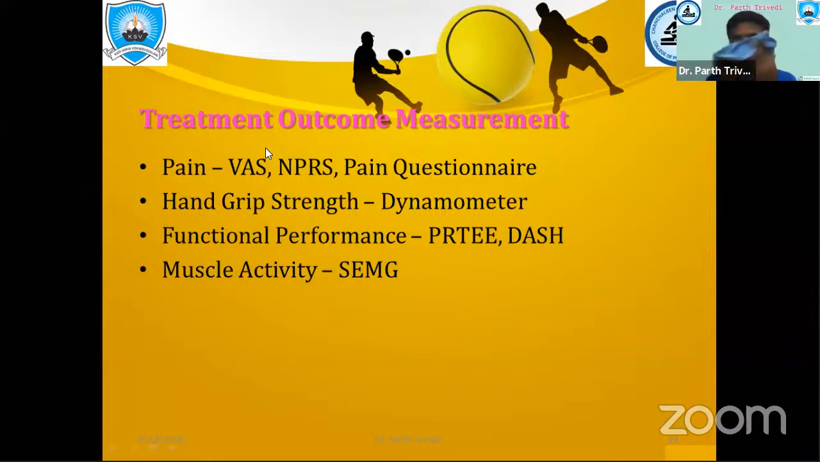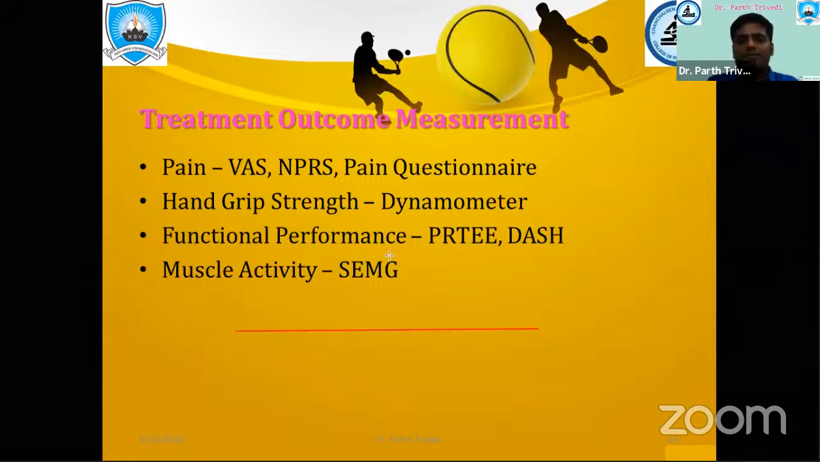What are the treatment outcome measures? The treatment outcome measures are basically pain. How are we going to check whether the pain is there? Unlike temperature, we don't have any equipment which measures pain. Pain is always subjective and it is a multifactorial component. So you have the visual analog scale, the NPRS, and the McGill pain questionnaire. I will just explain the difference between the visual analog scale and NPRS.